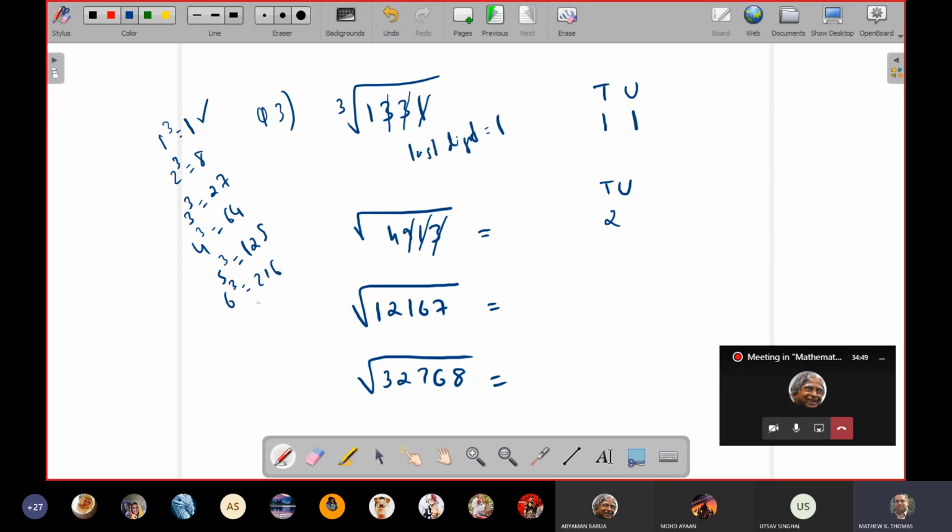6 cube is 216. Sir, the number at tens place should be 1, because 2 cube is 8. Oh, sorry. Should be 1. Correct. So the number at the tens place will be 1. Units place is 3. So what is 7 cube? 343. 7 cube is 343. So that means it is ending with 3. So that means the number here will be 13. No, sir, it will be 17.